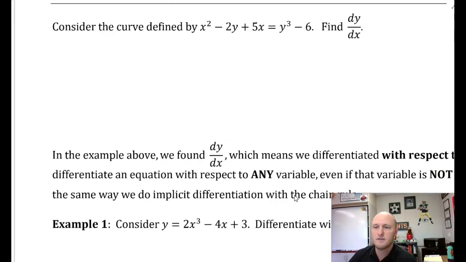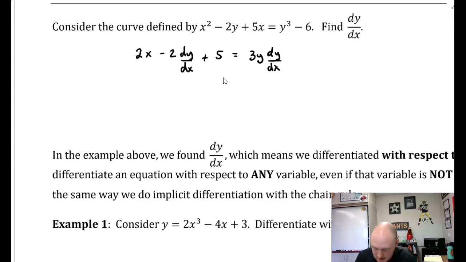They say consider the curve defined by x squared minus 2y plus 5x is equal to y cubed minus 6. Find dy dx. So what we're going to go ahead and do here is implicitly differentiate with respect to x. So 2x minus the derivative of negative 2y is negative 2 times the derivative of y, which you can write using Newtonian notation, y prime, or you can use Leibniz notation, dy dx, plus the derivative of 5 is equal to 3y squared dy dx.